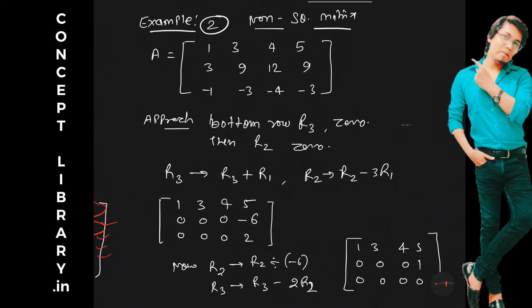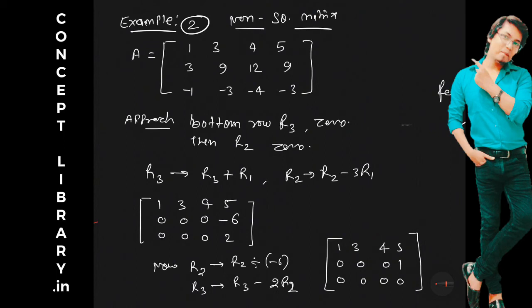Now see example 2. This example is for a non-square matrix. It is a 3 by 4 matrix. Same as before, our approach is to make the bottom row R3 zero. Right now it is not a square matrix, so we cannot talk about making an upper triangular matrix, because we don't have a proper diagonal here. It is rectangular, not square.